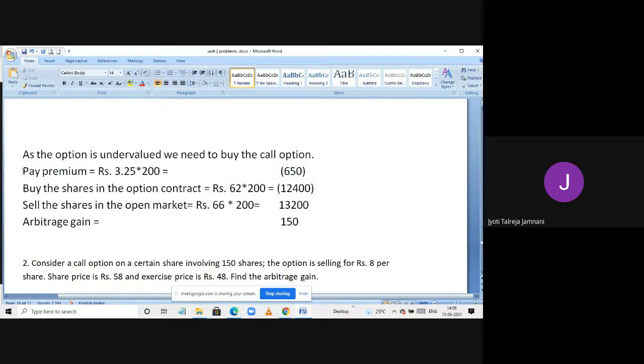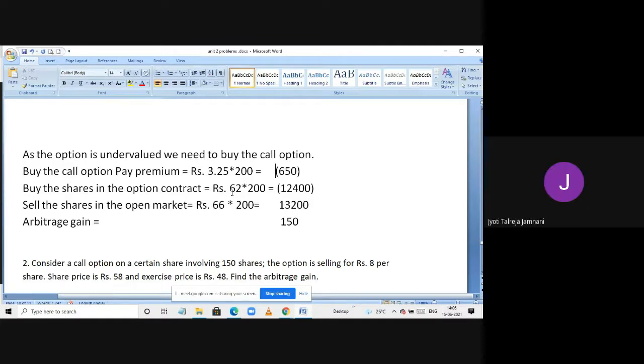This is to buy the call option. Because the option is undervalued, you have decided to buy the call option, and the option is available at a premium of rupees 3.25 per share. So if it is available at a premium, then from whomever you buy the option, you have to pay him the premium. Once you have bought the call option, it gives you the right to buy. Call option is the right to buy. So in the option, you have a right to buy the shares. So you exercise your right and you buy the shares for 62 rupees through the option contract. Is that clear?